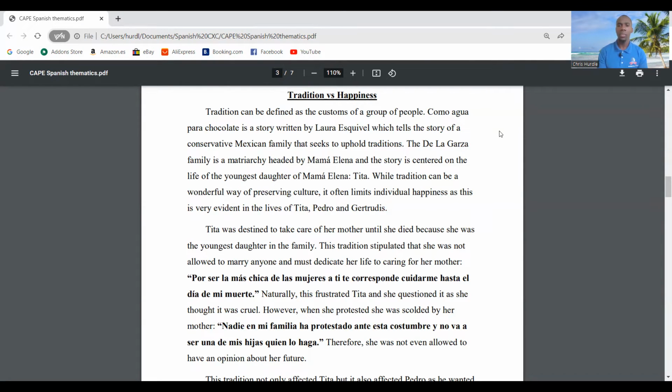Well, tradition can be a wonderful way of preserving culture. It often limits individual happiness, and this is very evident in the lives of Tita, Pedro, and Gertrudis. Right. So that will be my thesis statement, because you can see the three examples that I am going to explain, right? So those are the three examples.